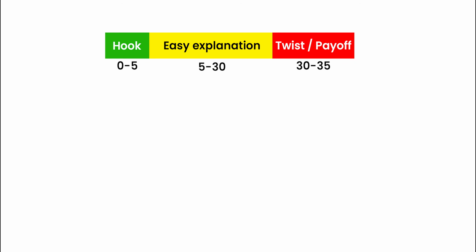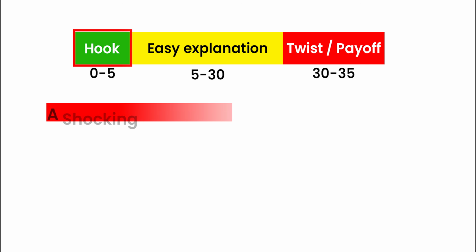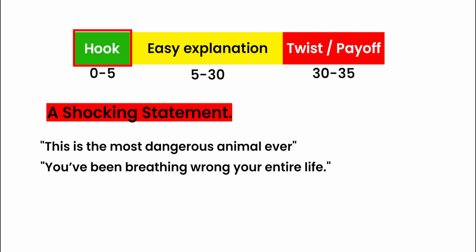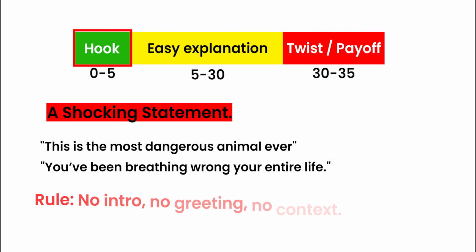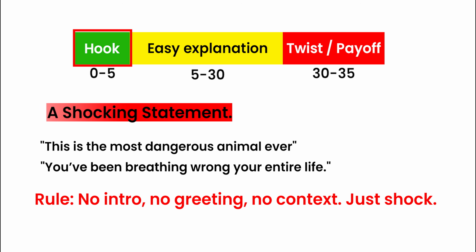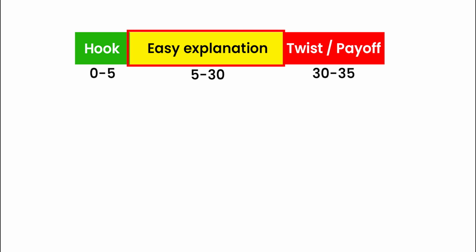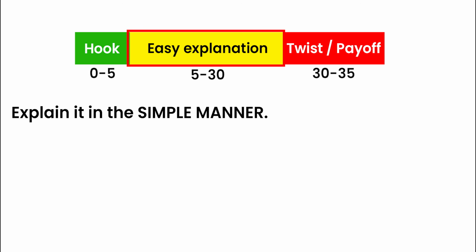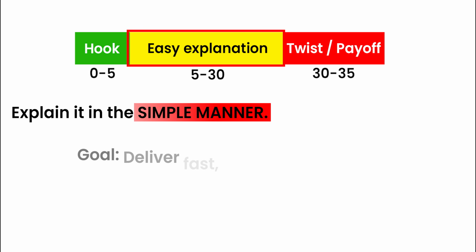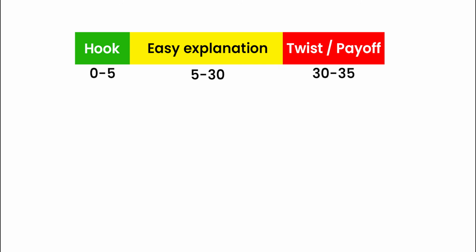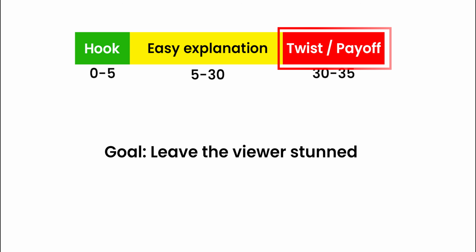Zach D's video starts with a hook, or I would rather say a shocking statement or question. Something like, "This is the most dangerous animal ever," or "You've been breathing wrong your entire life." The rule here is, no intro, no greeting, no context. Just shock. This happens around the first 5 seconds. Then, in the next 25 seconds, he explained that shocking statement or question in a very simple manner. The goal here is to deliver fast, with cool 3D animations. Then, he finishes the video with a twist. The goal here is to leave the viewer stunned.